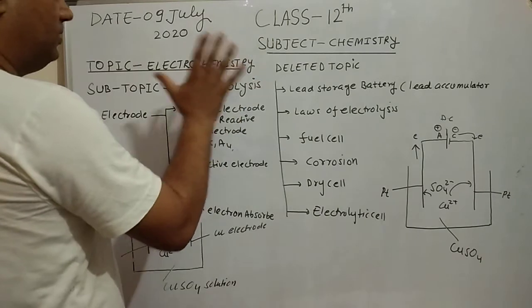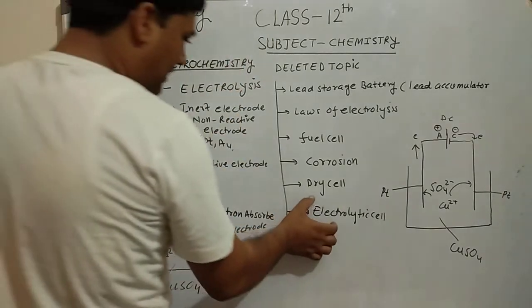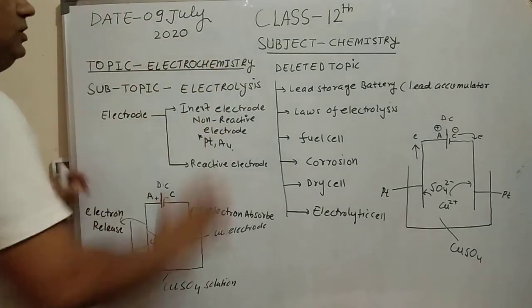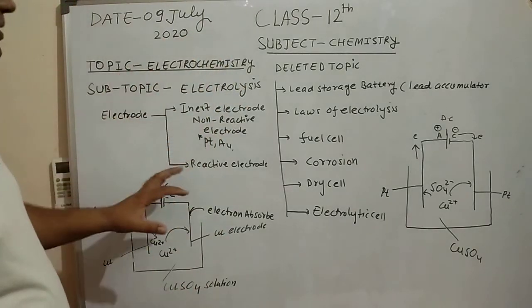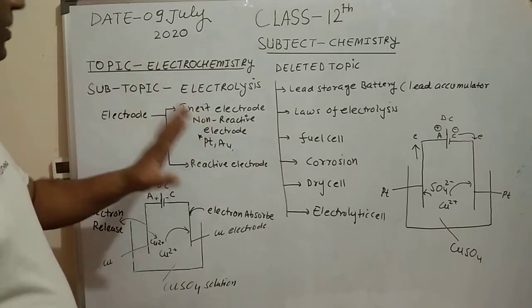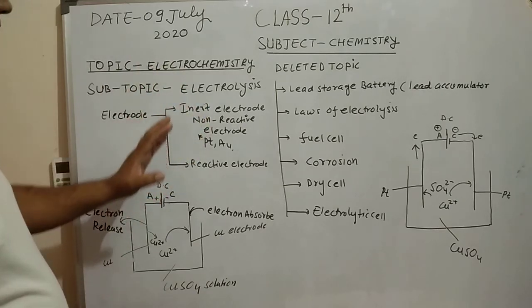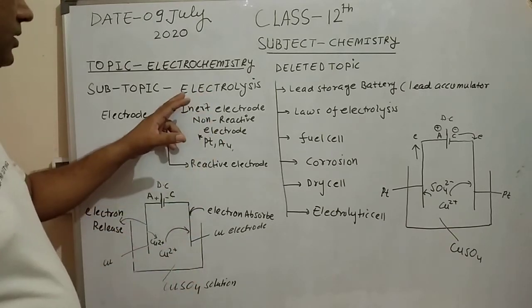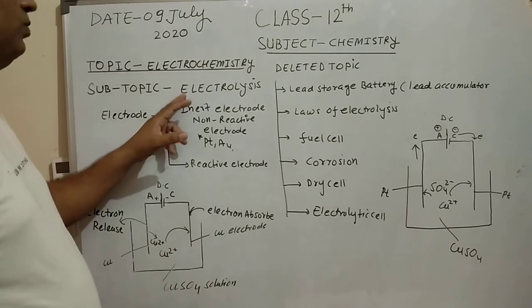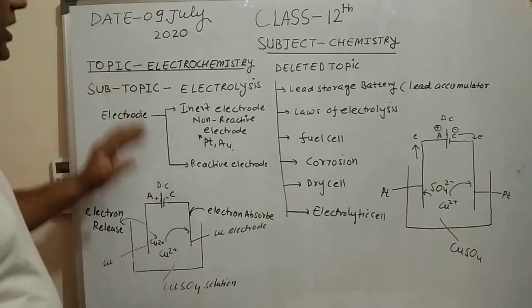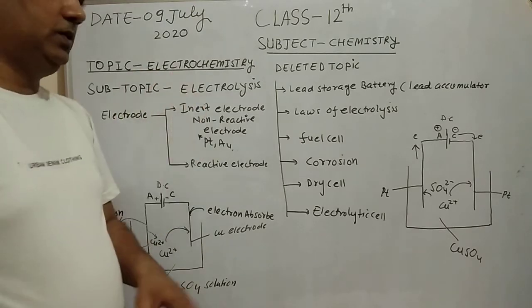electrolysis is not deleted by the CBSE. Electrolytic cell is deleted, but electrolysis is not deleted. So I am going to discuss electrochemistry in detail. In the previous video I discussed it, but I want to focus on that particular topic because you are required to know what is electrolysis and how we can write the product of electrolysis.